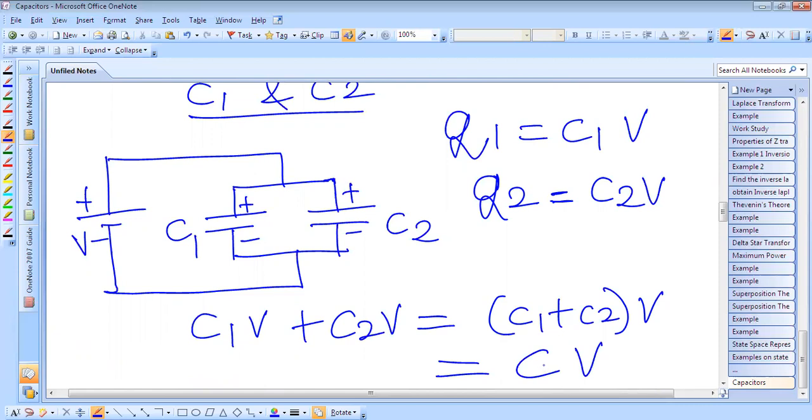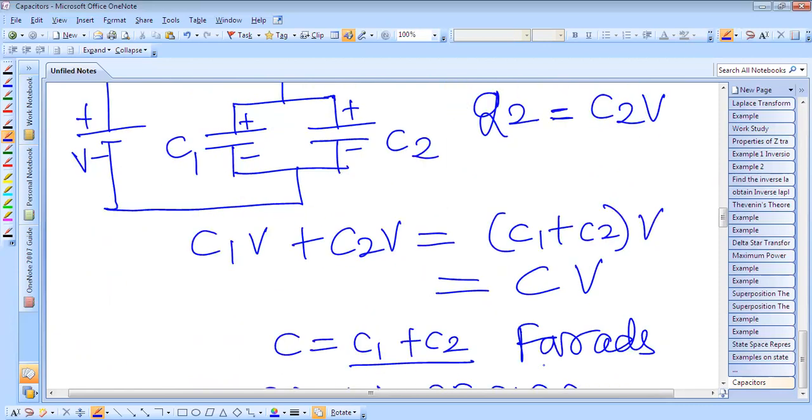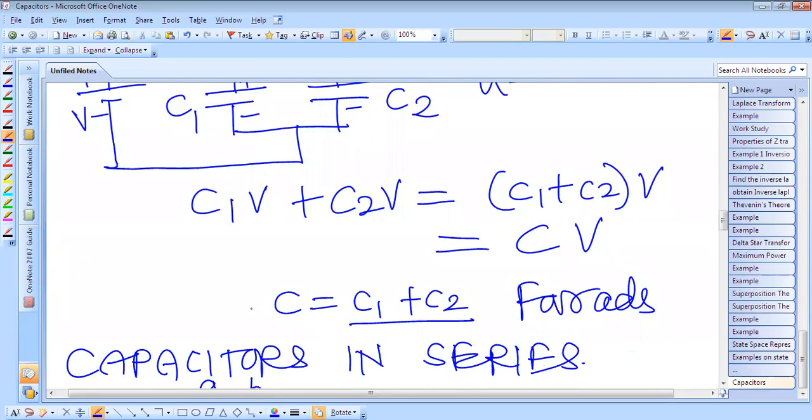And therefore C1 plus C2 is the total capacitance. So when you connect two capacitors in parallel, the equivalent capacitance is just the addition of the individual capacitances, in farads.